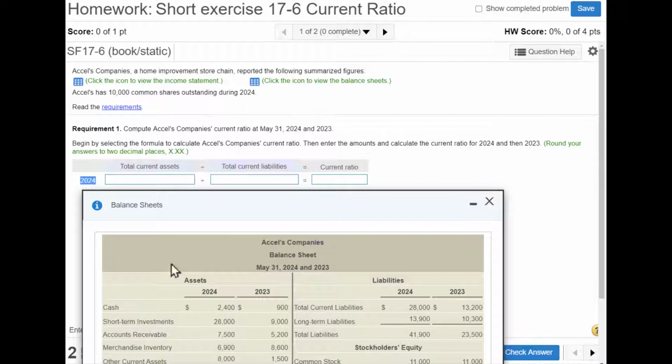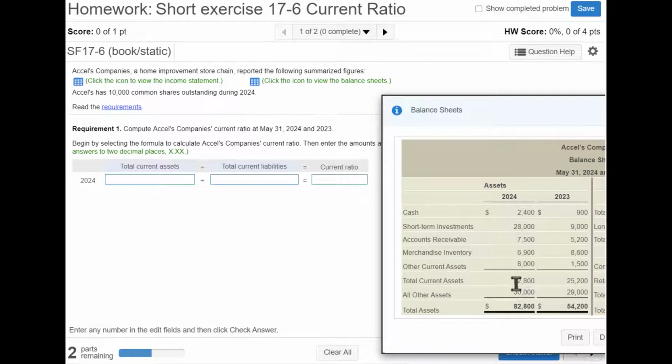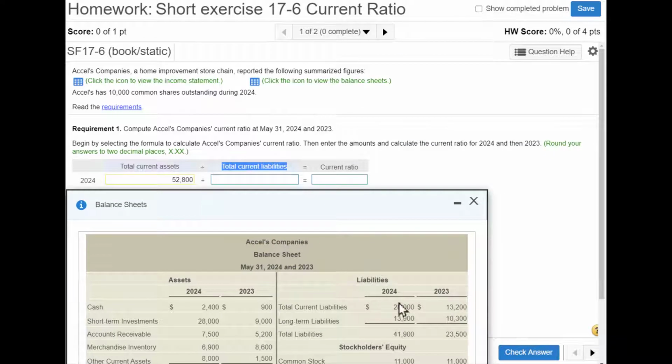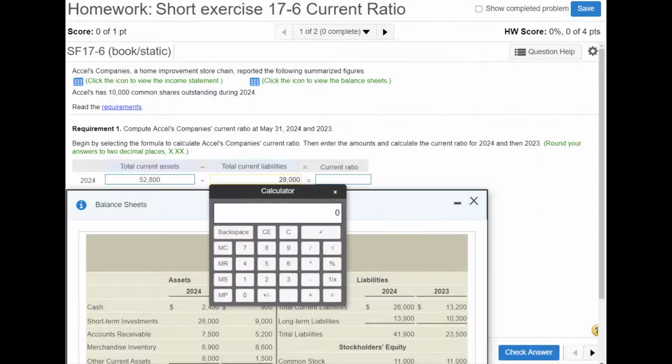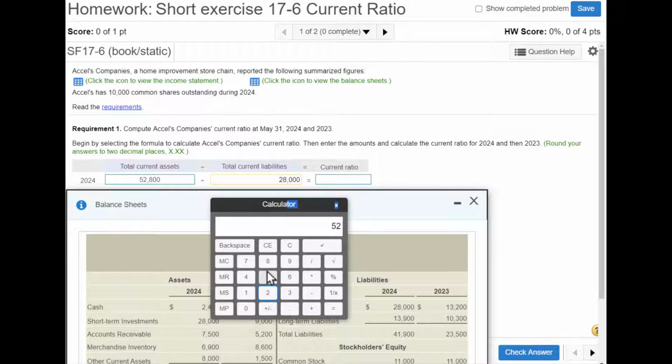So 2024, we had current assets of $52,800. So I'm going to copy and paste that. Total current liabilities were $28,000. Copy and paste. So now I'm just going to take 52,800 divided by 28,000, and we need to round this to 2 decimals, so that's 1.89.